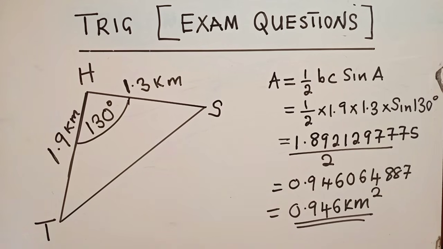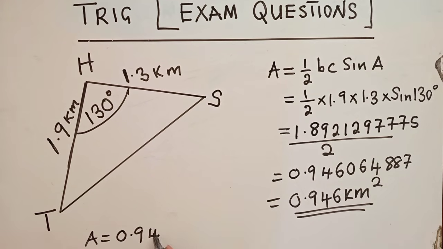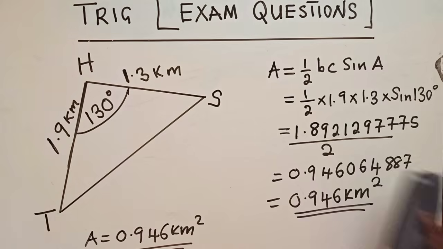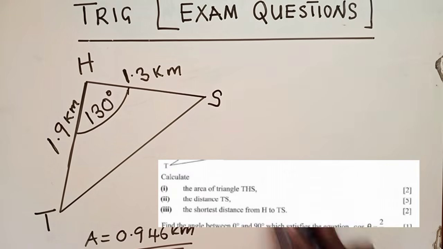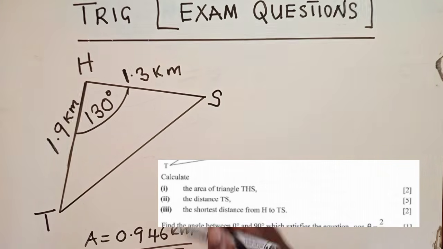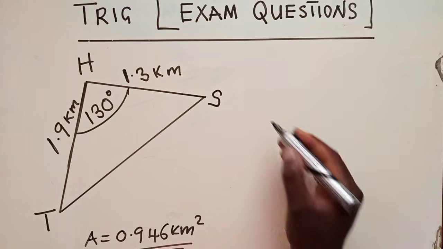The area is very important. Let me put it here. Area is equal to 0.946 kilometers squared. All right, so we found the area for this triangle. The next question, they want us to find the distance. They want us to find the distance TS right here. So we're finding the distance TS.